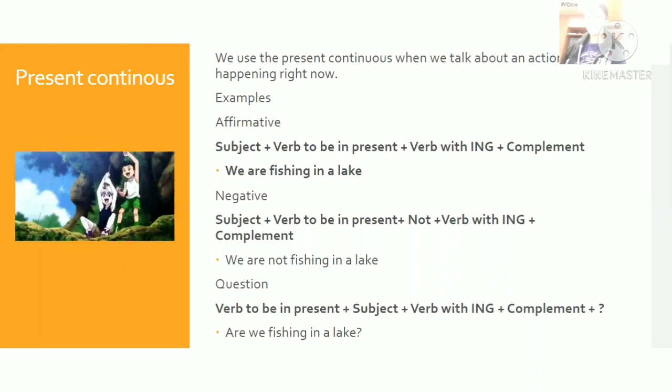In negative form we have the structure that is the subject plus the verb to be in present plus not plus verb with ing plus complement, and it is: we are not fishing in a lake. And in question form we have verb to be in present plus subject plus verb with ing plus complement plus question mark, and it is: are we fishing in a lake?